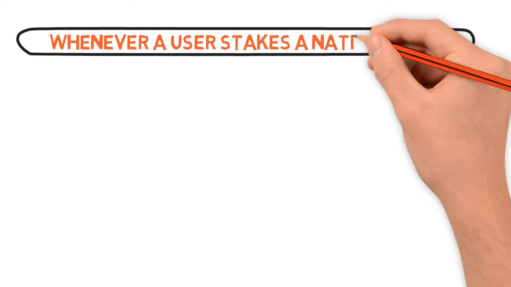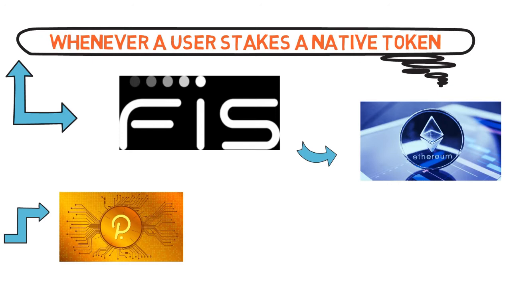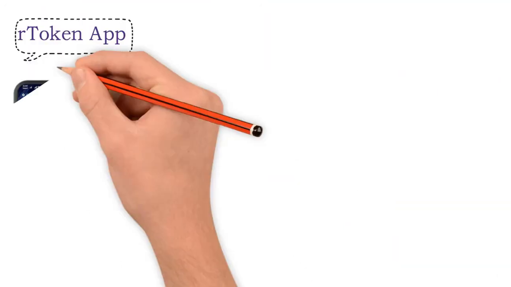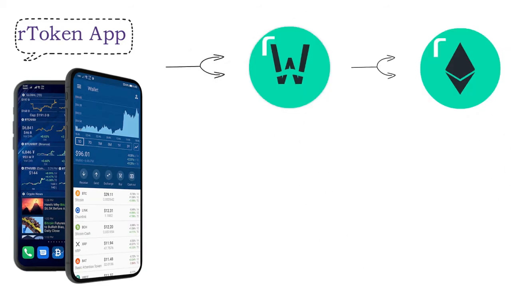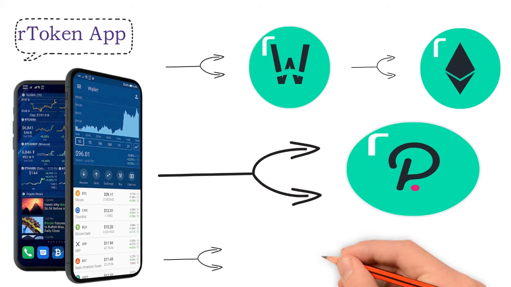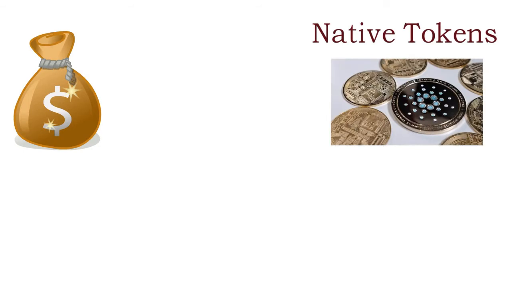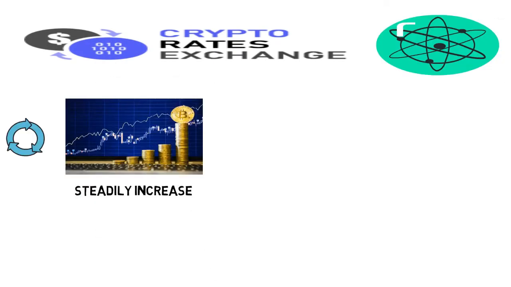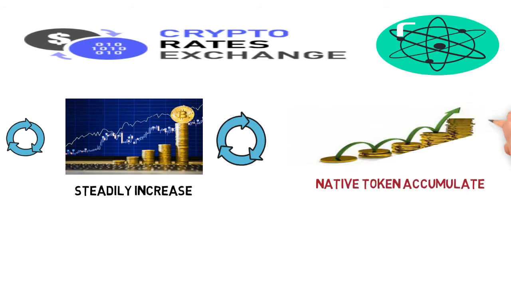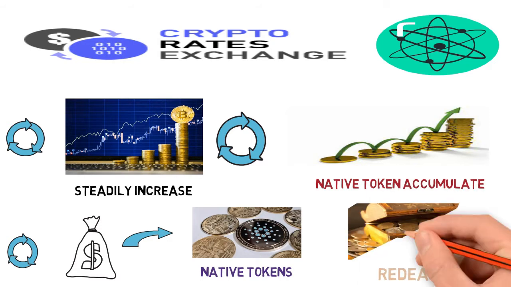Whenever a user stakes a native token, like FIS, ETH, DOT, KSM, ATOM, through R token app, a certain amount of R tokens, rFIS, rETH, rDOT, rKSM, rATOM, will be issued per amount of the native token staked in the staking contract and the real-time exchange rate for the R token. The exchange rate for the R token will steadily increase as staking rewards for that native token accumulate, and so will the amount of native tokens that can be redeemed.